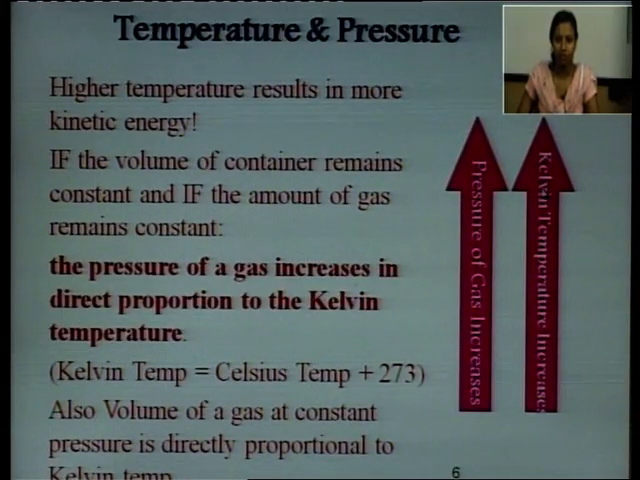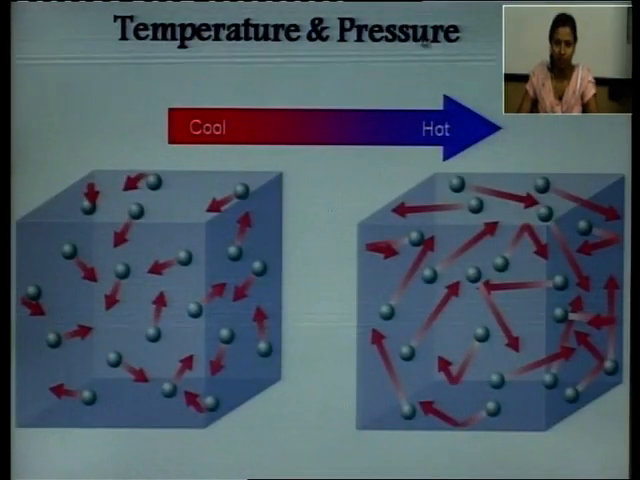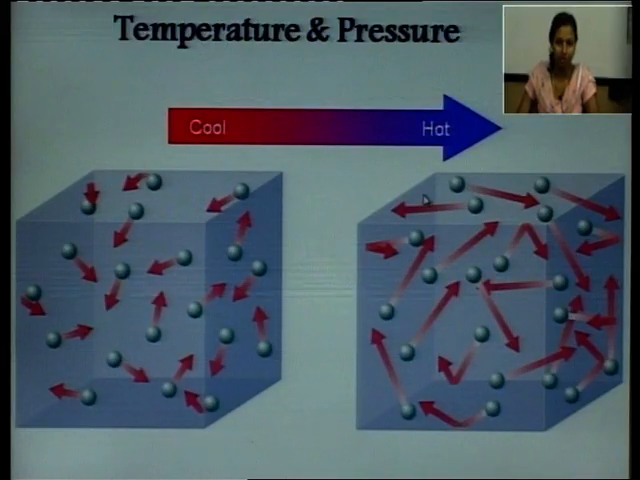If we increase the temperature, then the pressure of the gas automatically increases for a constant volume and a constant amount of gas. This is also called Charles law. If volume is increasing and temperature is also increasing, that is called Charles law, but here pressure is directly proportional to temperature. Here I have shown a diagram of how, with the increase in temperature, velocity increases and pressure also increases.